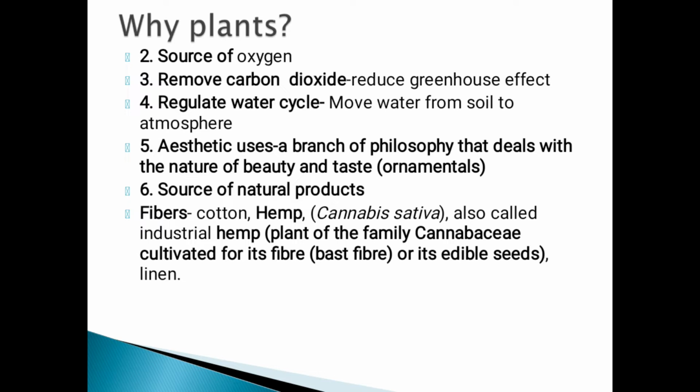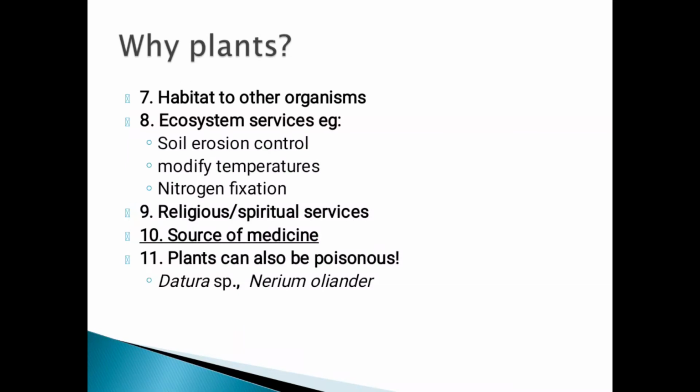There are sorts of natural products. We can name them herbal products. There are sources of fiber or raw materials. We need fiber, we need cotton. Those are examples of plants, like Cannabis sativa. We are going to look at them and classify them. Plants are also a habitat for other organisms, the ecosystem, and a source of medicine, like Datura species, and these can also be poisonous.